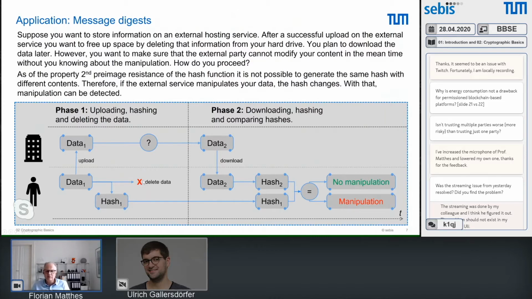At a later point in time, you then request from your cloud provider the data back. He promises you that the data you will get back will be the same, but maybe it's different data.